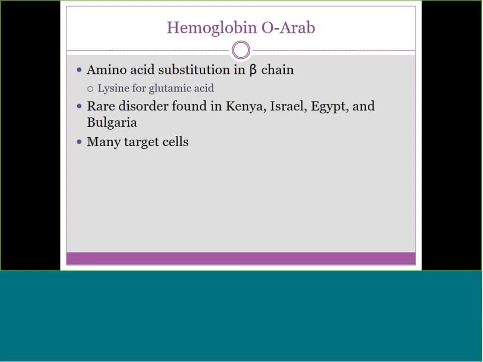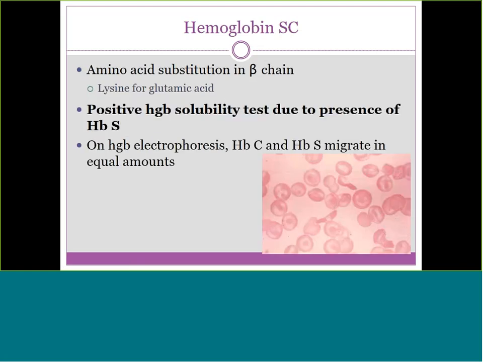Hemoglobin O Arab, the name kind of tells you the nature of where it's found: Kenya, Israel, Egypt. Many target cells, again, there's target cells on all these. And then it shows the amino acid substitution. I am not going to ask you to remember this one really, so don't worry about it.